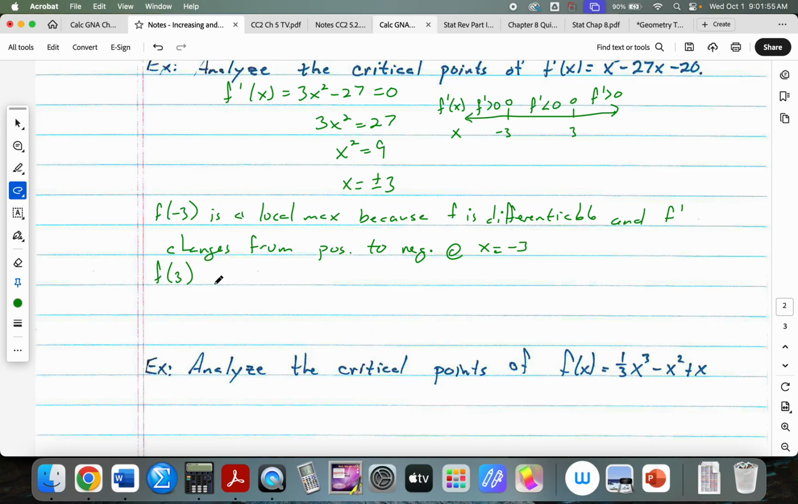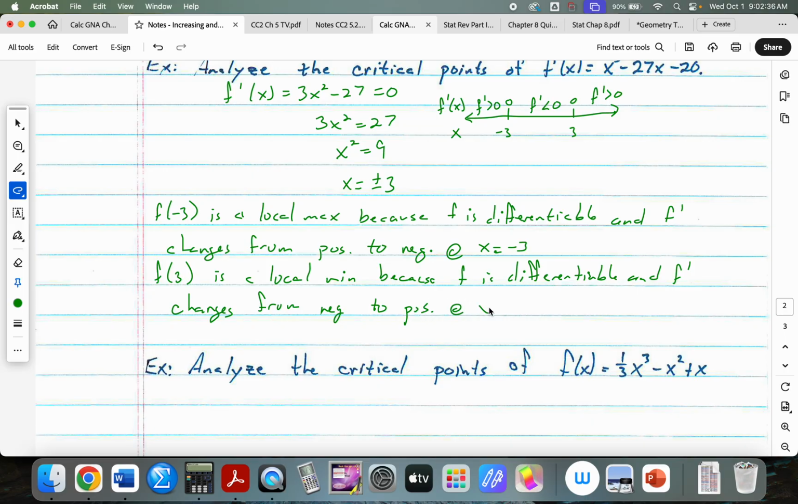Then f of 3, well, here f prime changes from negative to positive, so f of 3 is a local minimum because, again, f is differentiable and f prime changes from negative to positive at x equals 3.